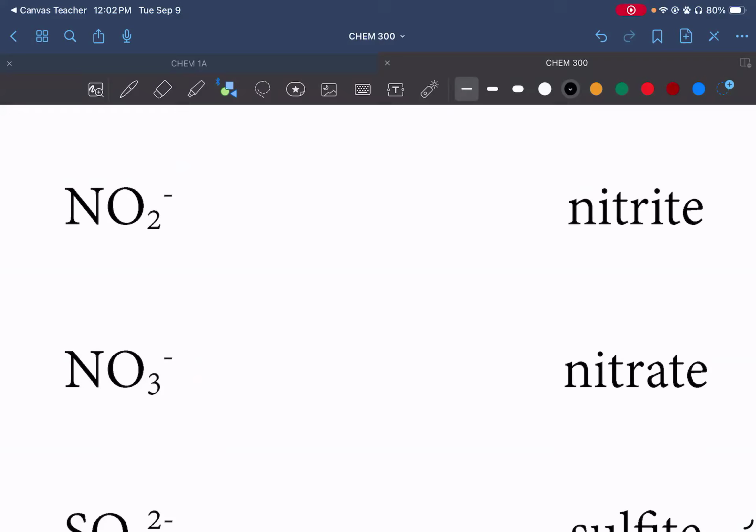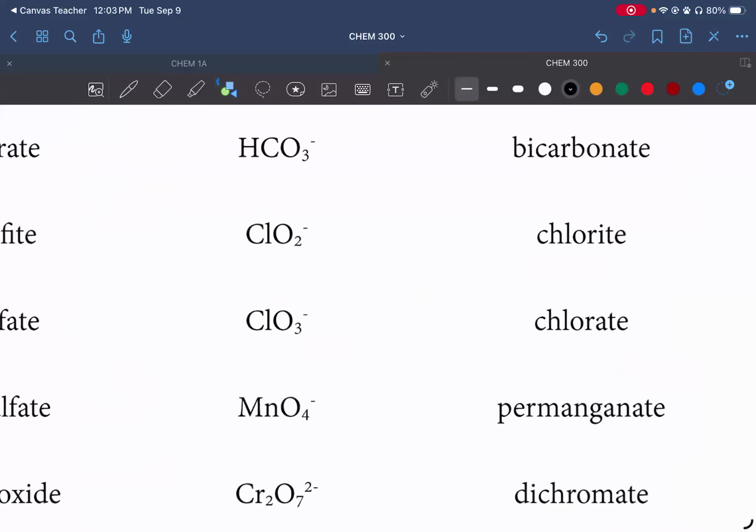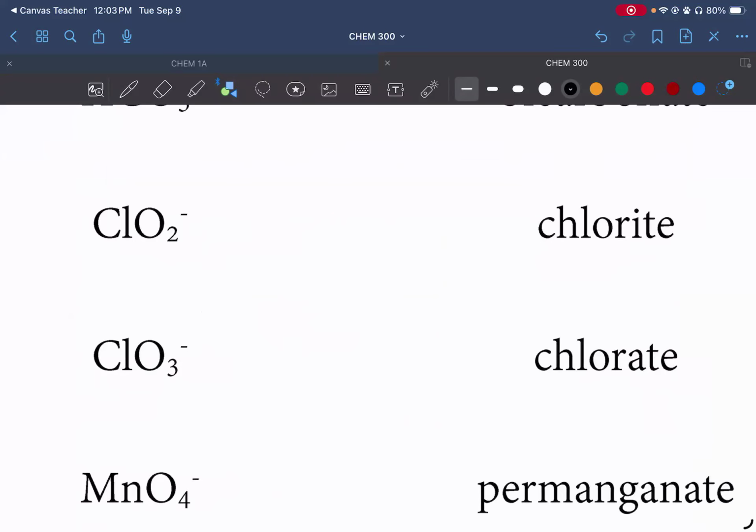I do recommend taking the time out, using something like flashcards, Quizlet, or Anki to memorize these polyatomic ions. You're going to see a lot of polyatomic ions throughout the course, but these are the only ones I expect you to memorize and commit, especially when it comes to their spelling. I'll show you another one like the nitrite. Let's look at chlorite and chlorate. Chlorite is ClO2. Chlorate is ClO3. So this is absolutely the kind of thing that causes a lot of slip-ups if you're not actively trying to memorize them.